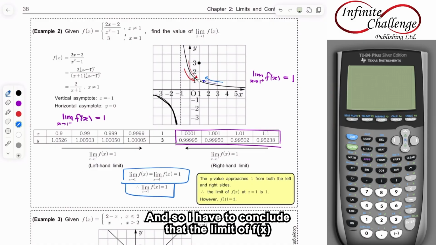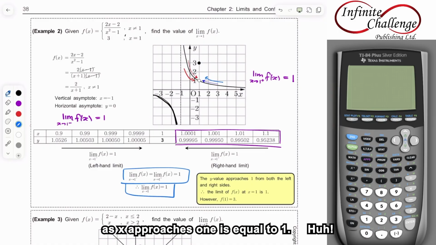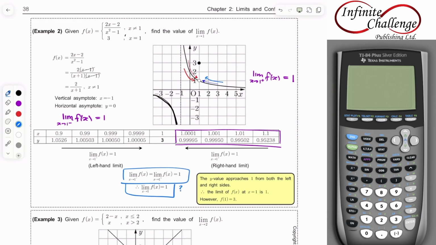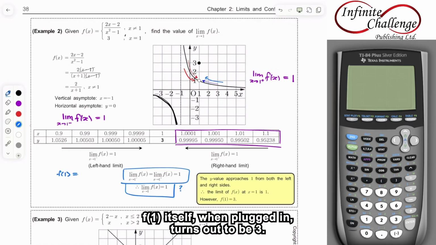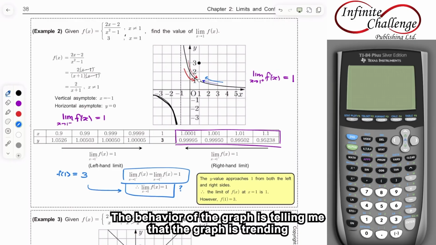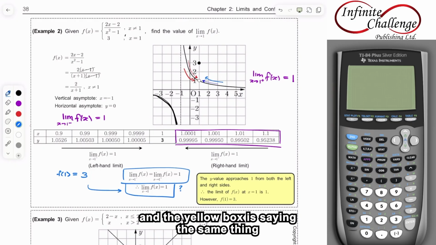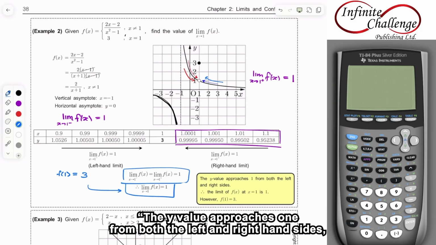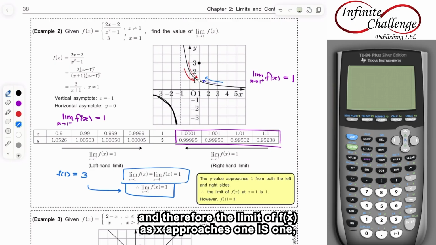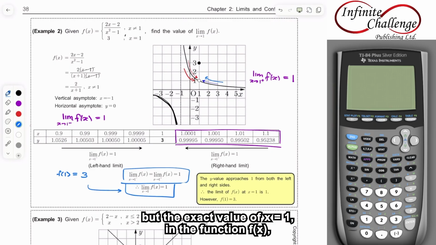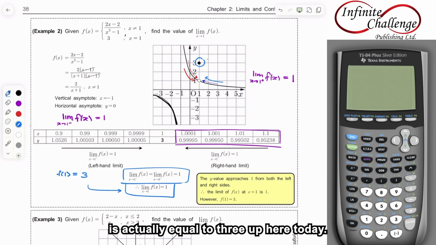And so I have to conclude that the limit of f of x as x approaches 1 is equal to 1. Huh. Funny. Even though f of 1 itself, when plugged in, turns out to be 3. The behavior of the graph is telling me that the graph is trending towards y equals 1. And the yellow box is saying the same thing. The y value approaches 1 from both the left and right hand sides, and therefore the limit of f of x as x approaches 1 is 1. But the exact value of x equals 1 in the function f is actually equal to 3 up here.